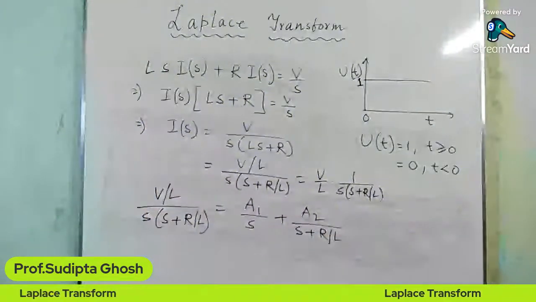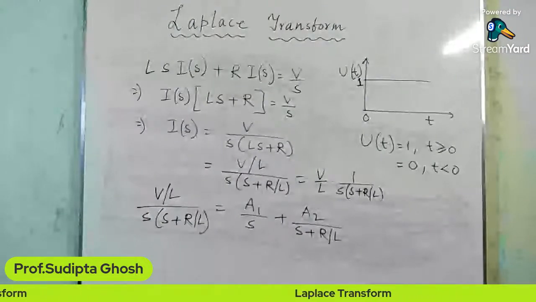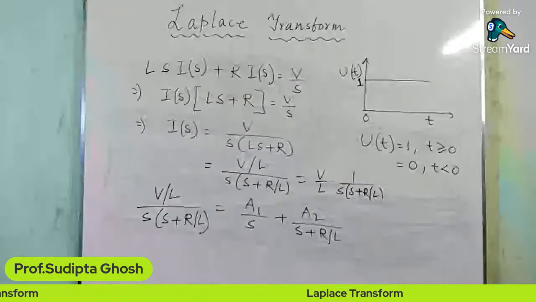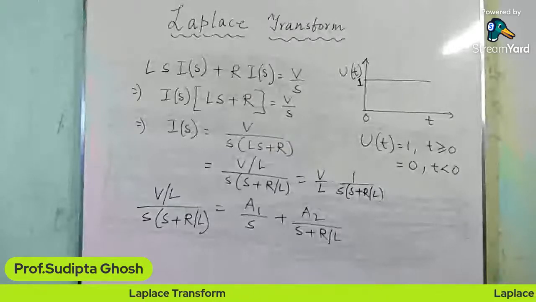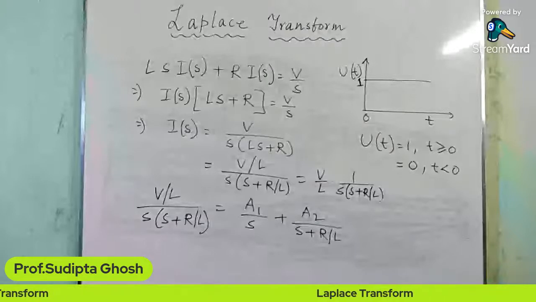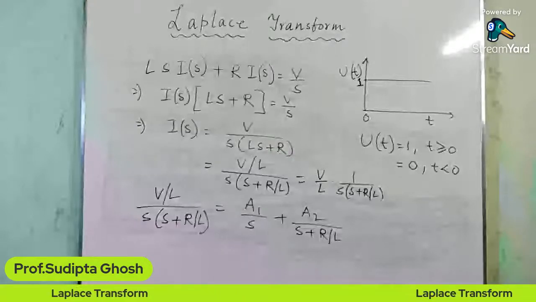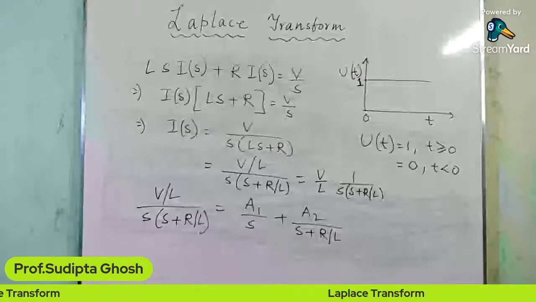That is, we are going to apply partial fractions to break up the fraction on the right hand side, and we can write this as A1 by S plus A2 by S plus R by L, where A1 and A2 are the partial fraction coefficients. So we have to find out these values of A1 and A2.